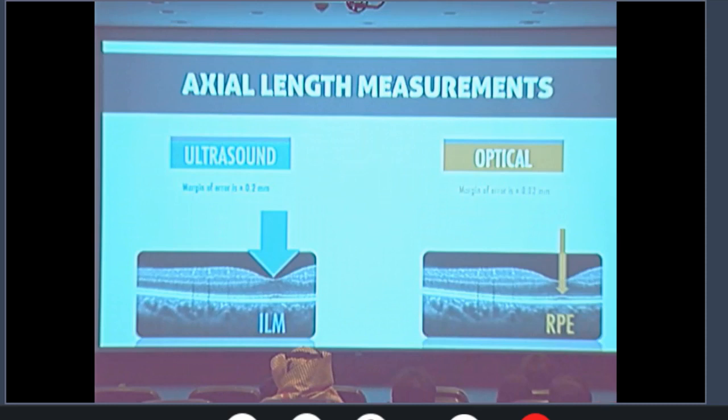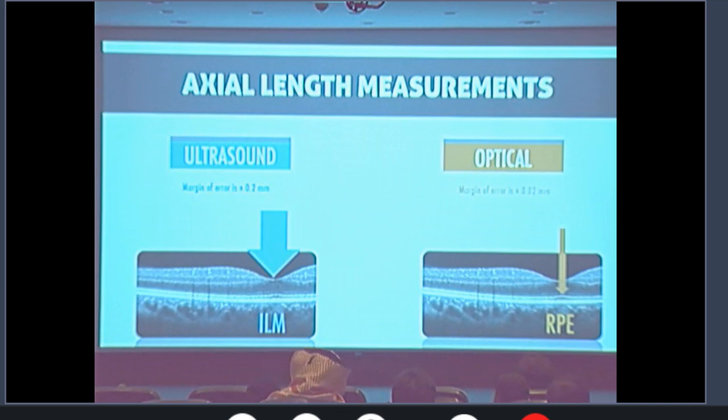So the ultrasound, the margin of error is plus or minus 0.2 millimeter, while in optical it is plus or minus 0.02. However, also the ultrasound is measuring the axial length up to the ILM, whereas in the optical it measures the axial length up to the RPE. So why should we know this point?